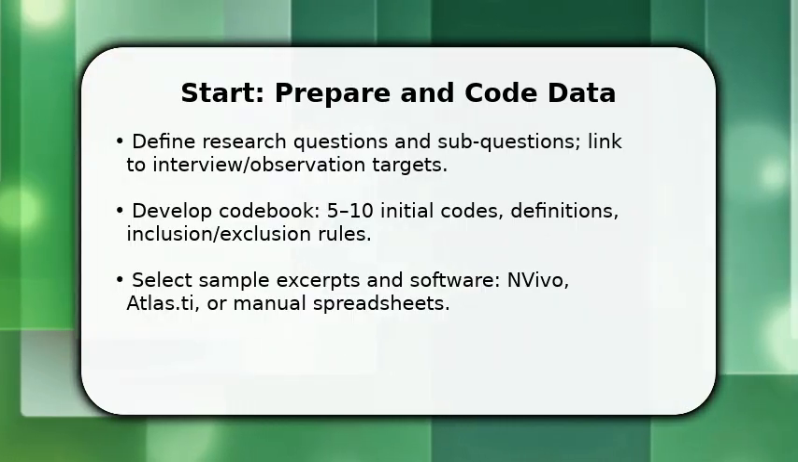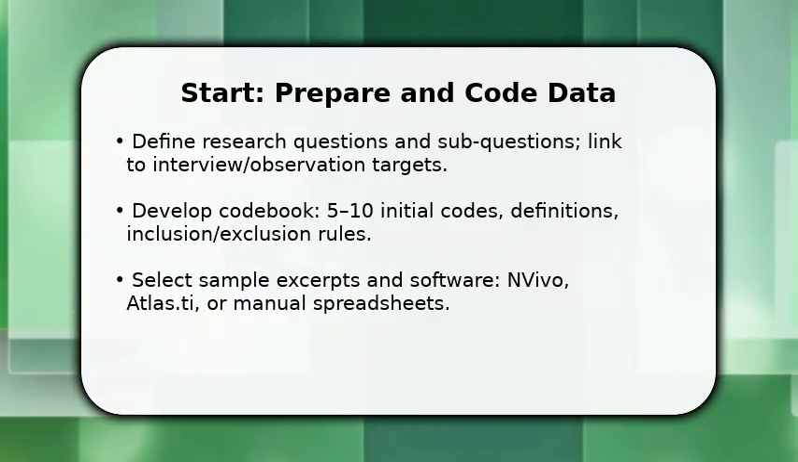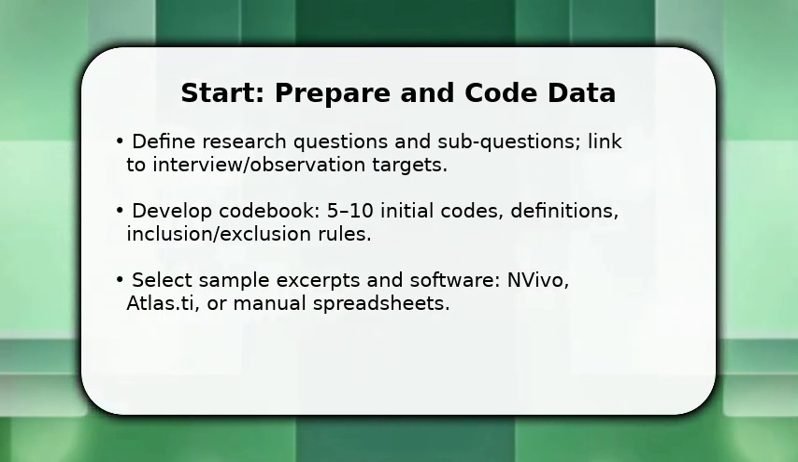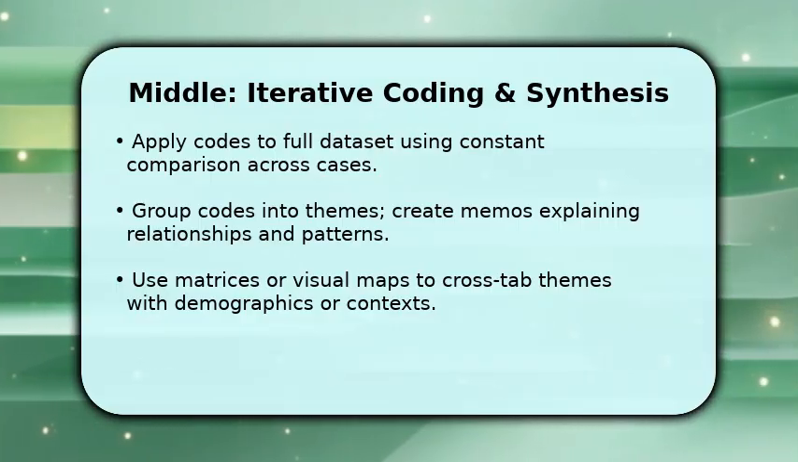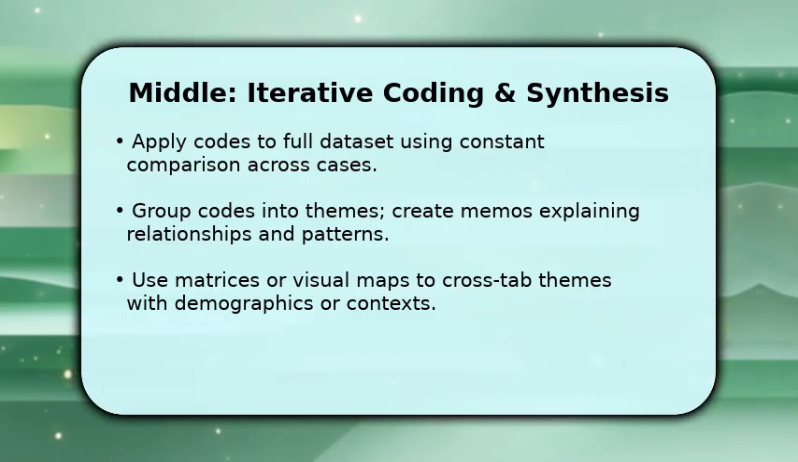Start coding a small subset to test your scheme and refine codes immediately, because early testing saves hours later and keeps your findings focused. You now move into iterative coding and synthesis. As you apply codes across transcripts, use constant comparison to adjust definitions and merge duplicates.